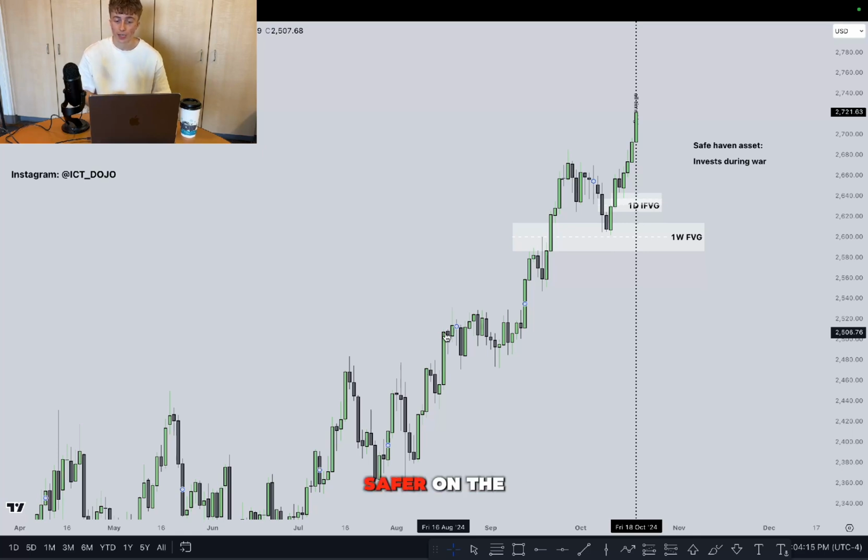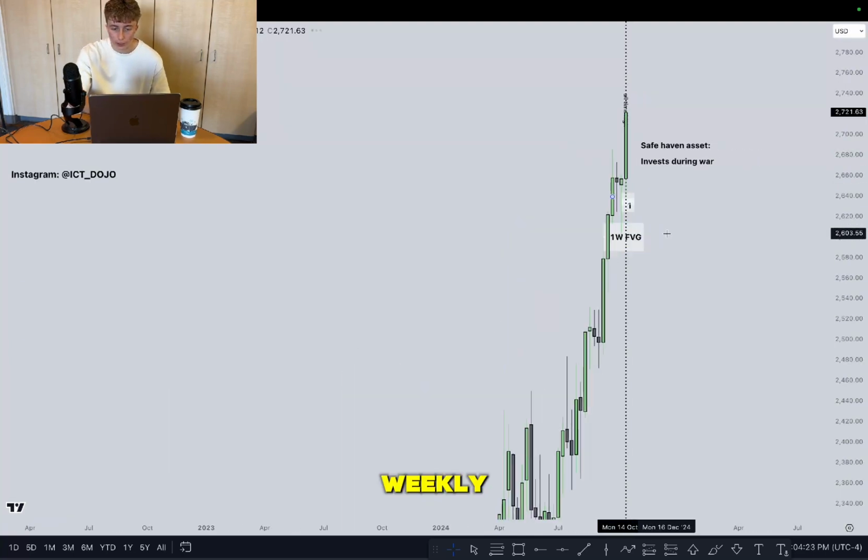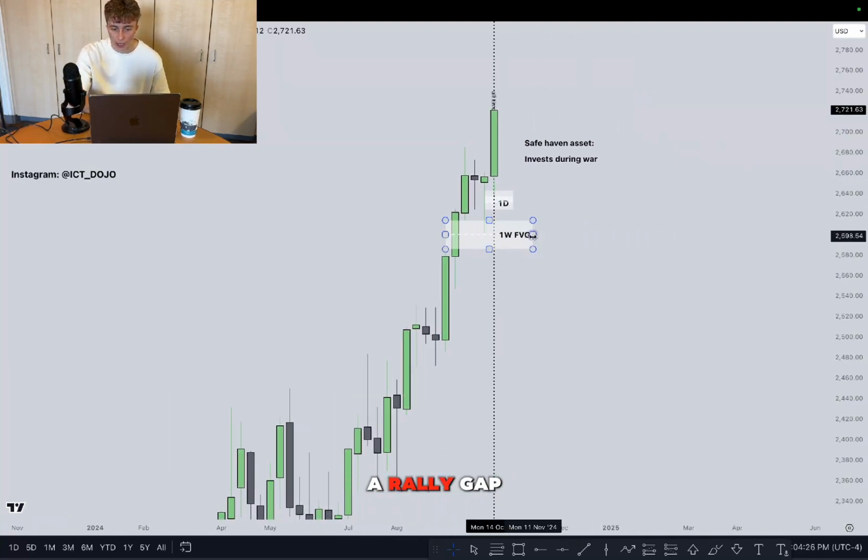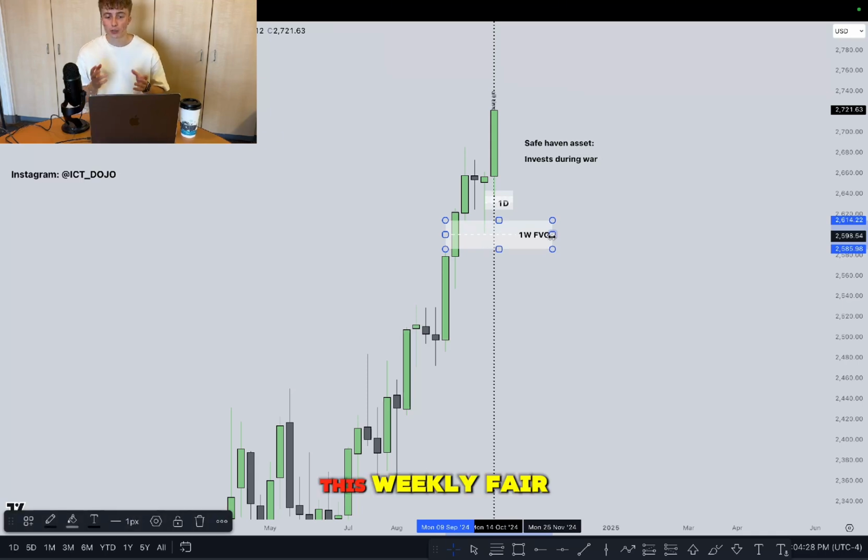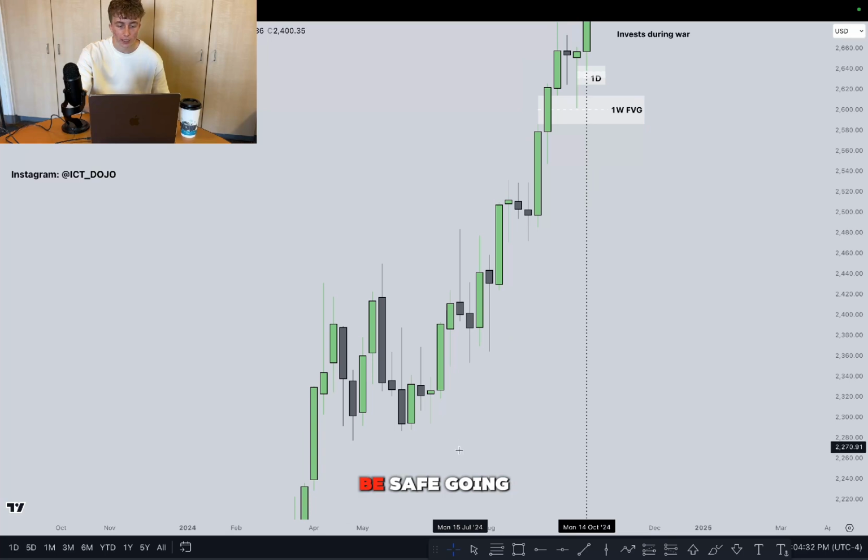So most of the time you're safer on the buy side. All you really have to do is wait for one of those weeks where it leaves this consolidated range and taps into a higher time frame, right? On the weekly, this was the most recent fair value gap. You wait until it taps into this weekly fair value gap and you get in for longs, because most of the time you're going to be safe going for longs on an extremely bullish pair.